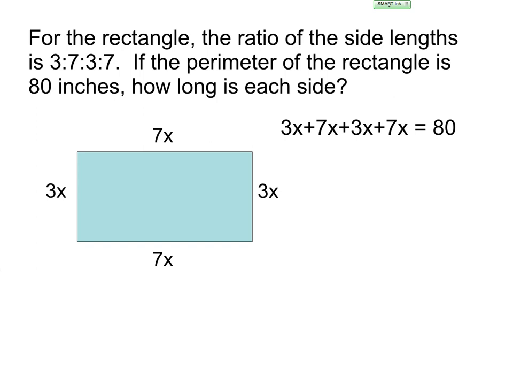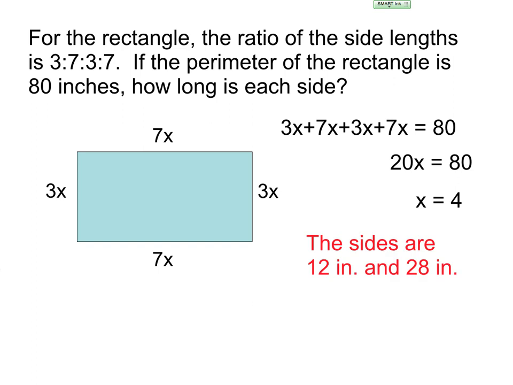What are the actual side lengths? 3 times, you find x to be 4. So 3 times 4 is 12. 7 times 4 is 28. So let's see, does that really give us a perimeter of 80? We add 12 and 28 and another 12 and another 28. Adds up to 80 total.